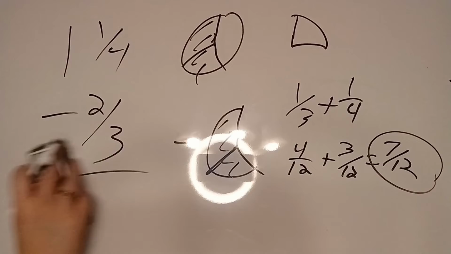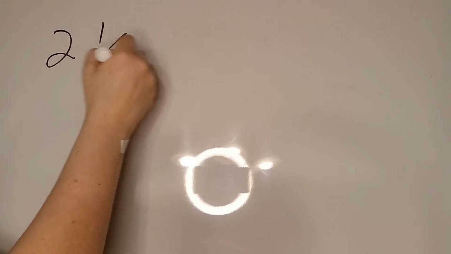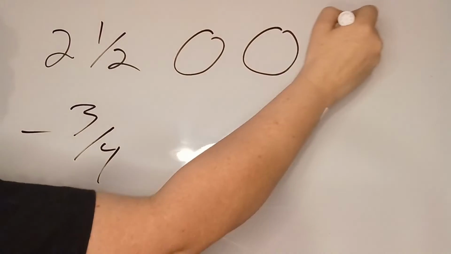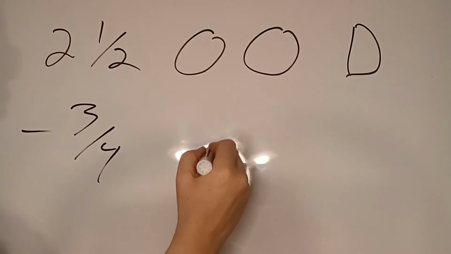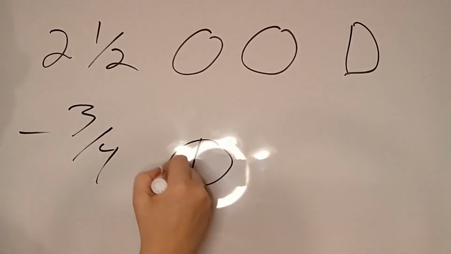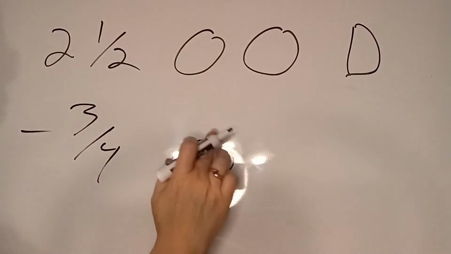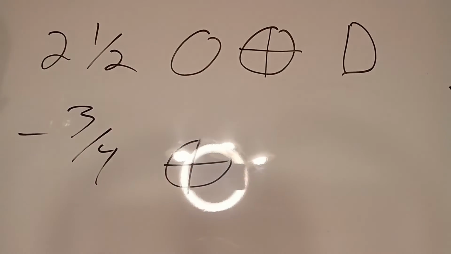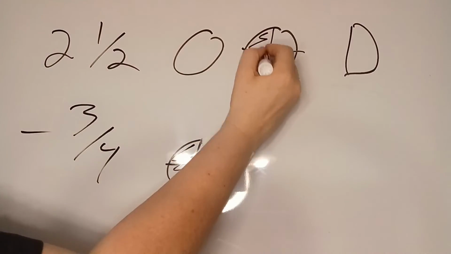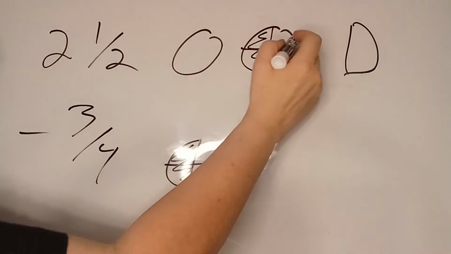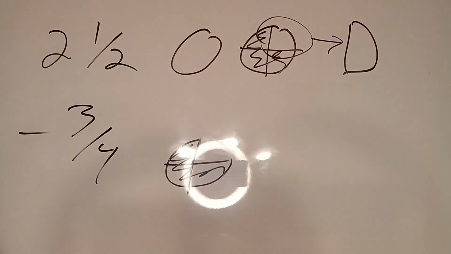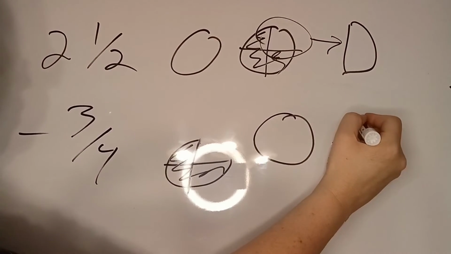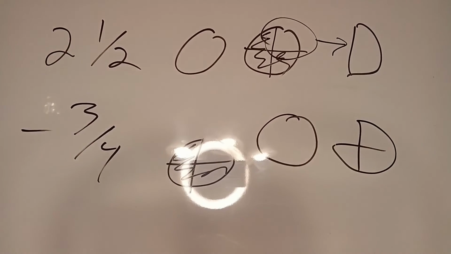Let's do another one of those. 2 and 1/2 minus 3/4. That's an easy one. 1, 2 and 1/2 minus 3/4. Take the 3/4 out of here. We take this fourth and we stick it on that. We have 1 and 3/4.